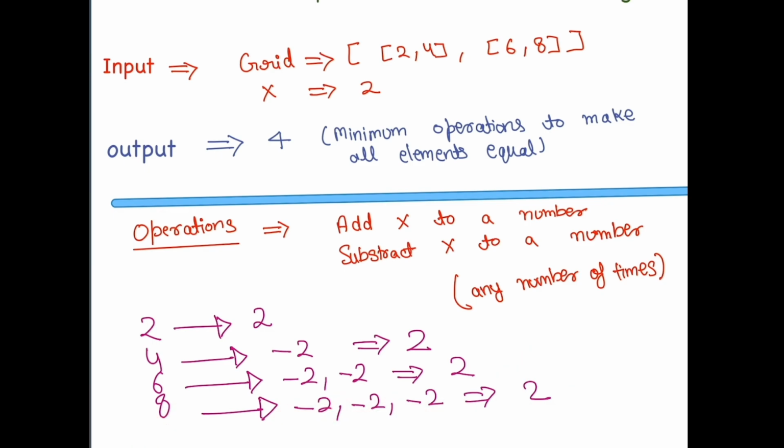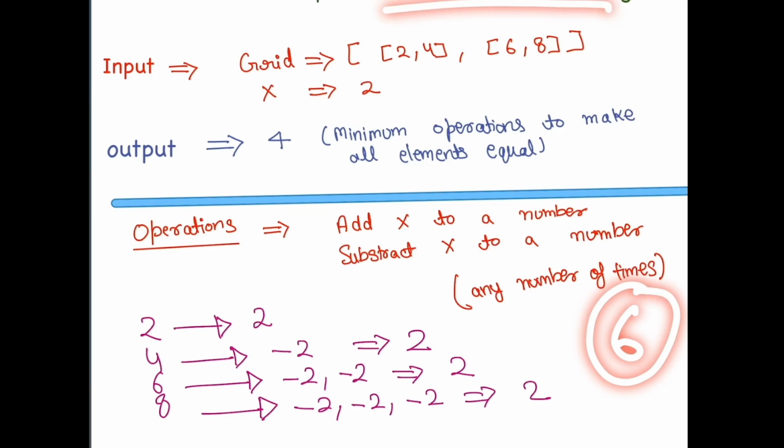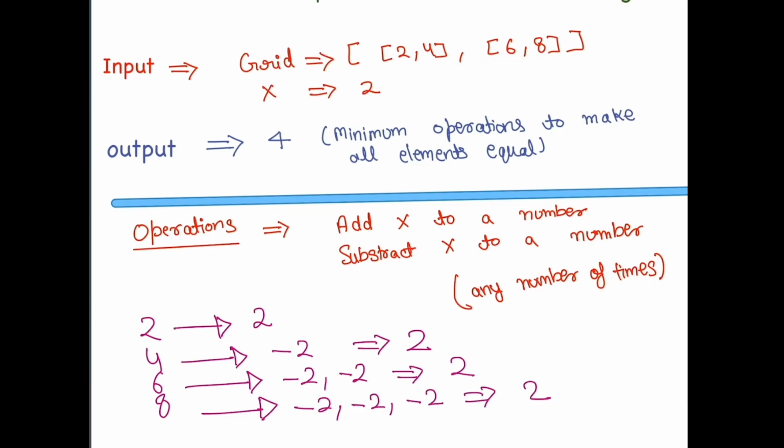Okay, and the number of operations which are performed is 1, 2, 3, 4, 5, and 6. So we took 6 operations to make all of the elements in our grid equal, and that's equal to 2. And the thing is, we can make them equal to any number of our choice. It's just that we need to make all of them equal.